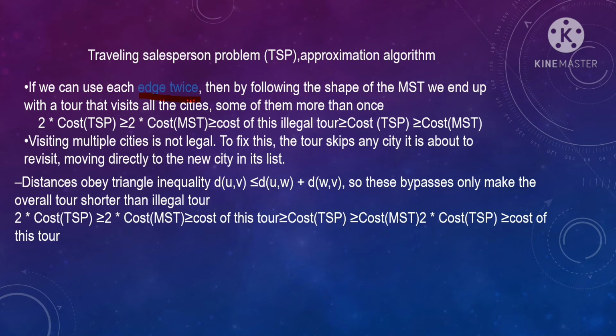D(U,V) is less than or equal to D(U,W) plus D(W,V). So these bypasses only make the overall tour shorter than the illegal tour. 2 times cost of TSP is greater than or equal to 2 times cost of MST, which is greater than or equal to the cost of this tour, which is greater than or equal to cost of TSP. So 2 times cost of TSP is greater than the cost of this tour.